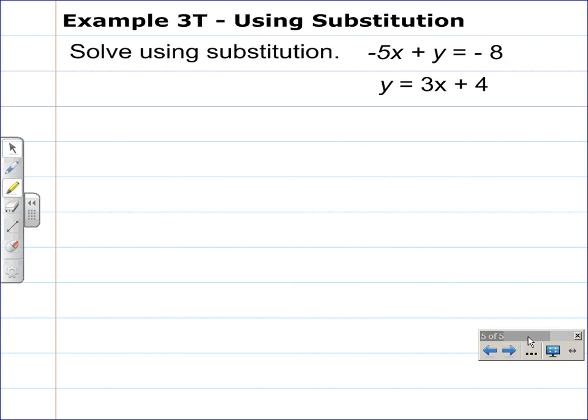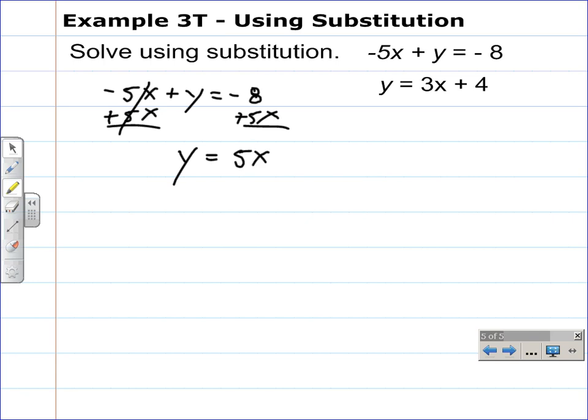In example 3t, solving by substitution, I want to show you that both equations don't have to be solved for y necessarily to use the technique that we used in example 1t. If we look at the first equation in this system of equations, negative 5x plus y is equal to negative 8, that equation is easily solved for y. We can solve this first equation for y by adding 5x to both sides. The 5x's on the left cancel out, leaving us y is equal to 5x minus 8.